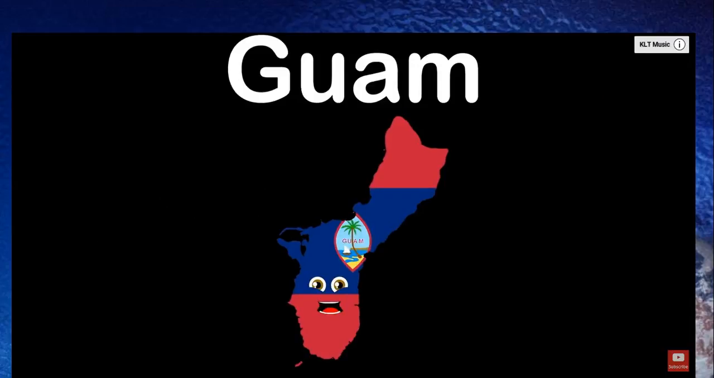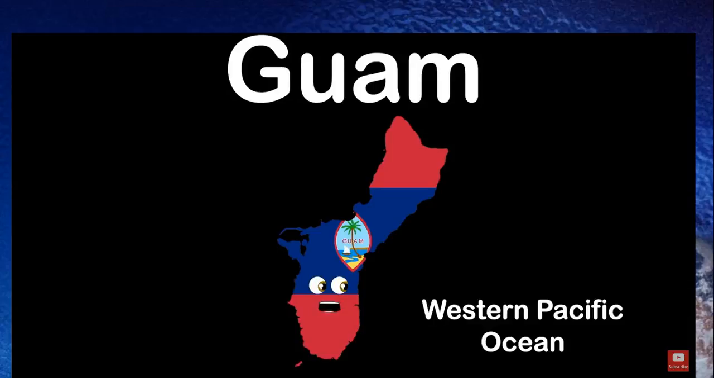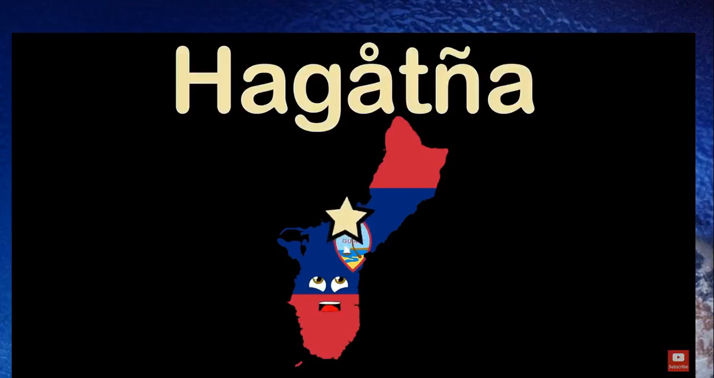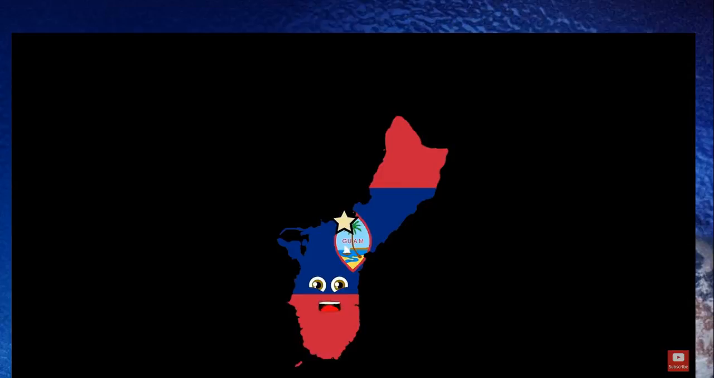Let's say this together. My name is Guam. I'm located in the Western Pacific Ocean. Okay, let's move on. I became an unincorporated U.S. territory in 1898 after the Spanish-American War did cease. Agana is my capital, as the star shows you here. Located in my Midwestern parts, and the forest will clear.